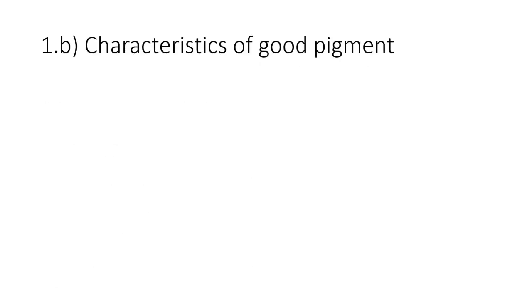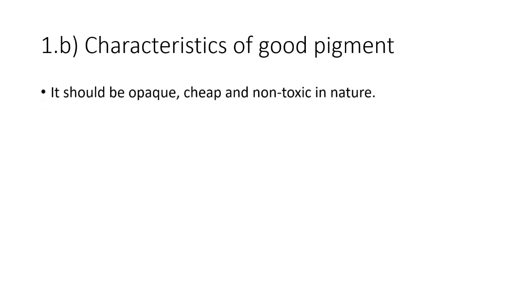Okay, so now we will go through the characteristics of a good pigment. So what kind of characteristics a good pigment should have? That is, first one should be, it should be opaque, cheap, and non-toxic in nature. As I already mentioned, it should be non-toxic.